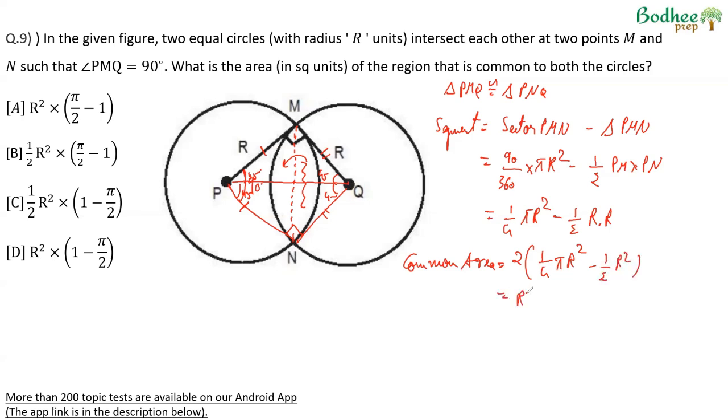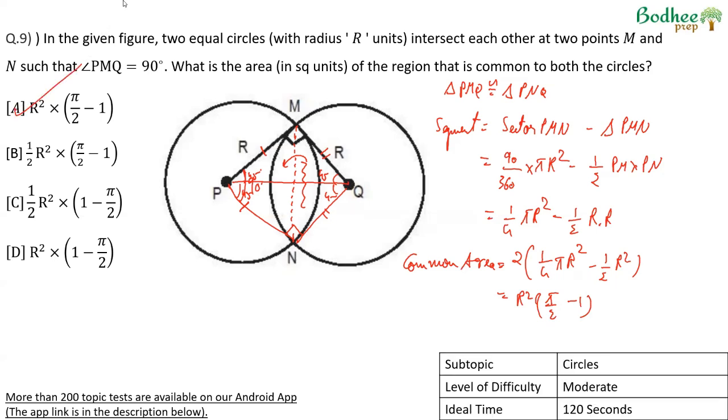So this is r square common. Pi by 4 into 2 is pi by 2. Half into 2 is minus 1. So r square into pi by 2 minus 1, option A becomes the answer. Spotting the 90 degrees is the challenge here. Once that happens, it's an easy question. So about 2 minutes to solve.